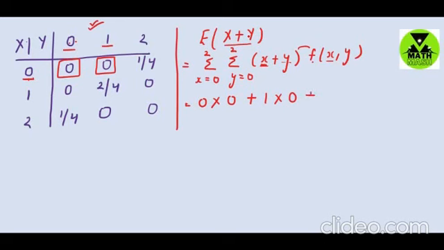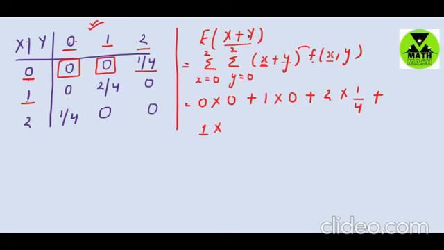So write it 0, plus then when x is 0, y is 2. So 0 plus 2 is 2, and multiply by the joint probability mass function, which is 1 by 4. So write it 1 by 4. Then plus we have x is 1, y is 0. So 1 plus 0 is 1.